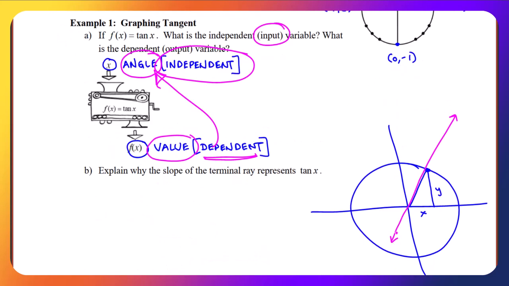If we look at the terminal ray of tangent, we can see that it goes from (0, 0) to this point, which is over x and up y. Well, the change in y over the change in x, that's slope. And so rise over run, or y over x, or opposite over adjacent, they all represent tangent.